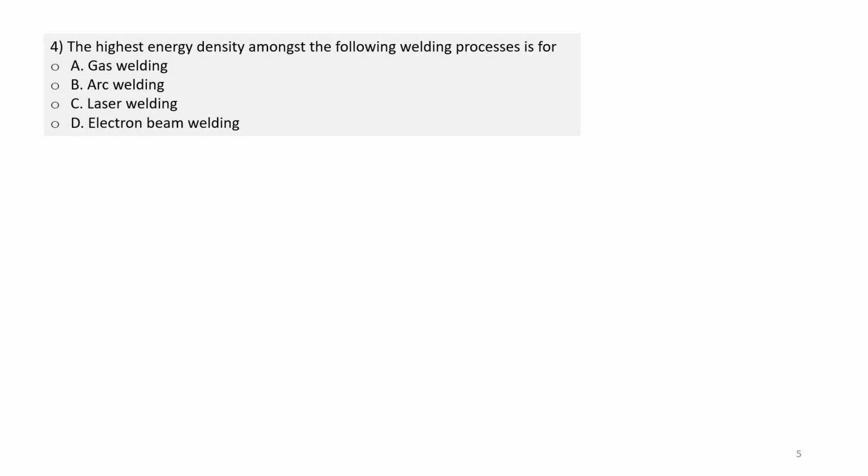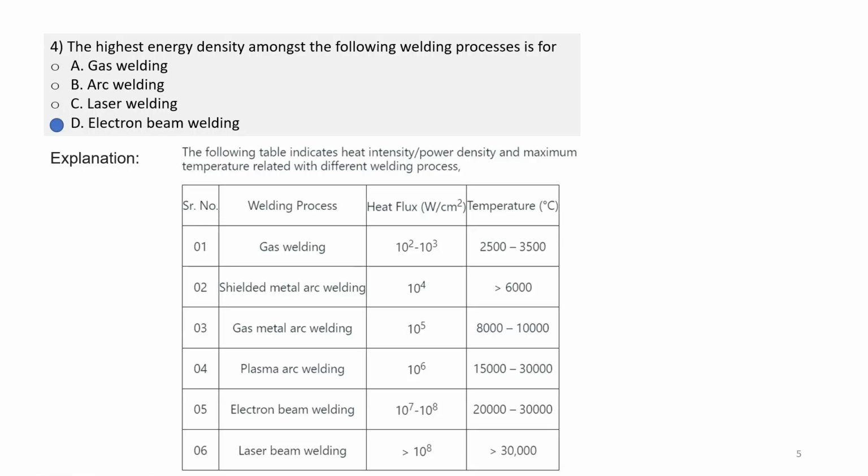Okay, so highest energy density, it will be in electron beam welding and laser welding, which are the processes that have the highest power density. Okay, so the answer will be electron beam welding.